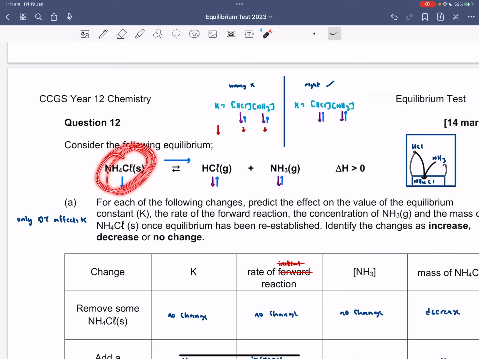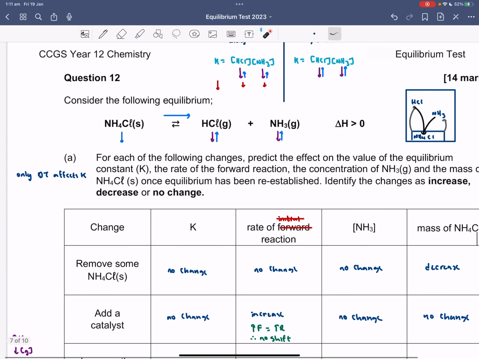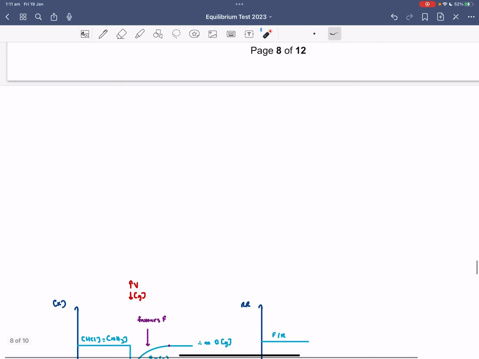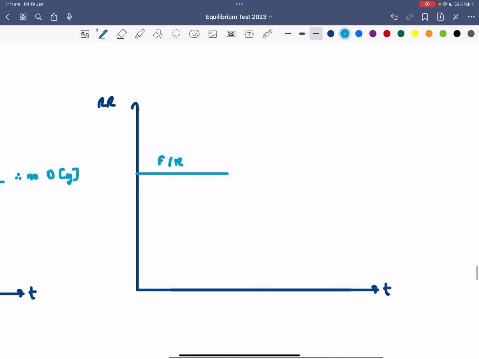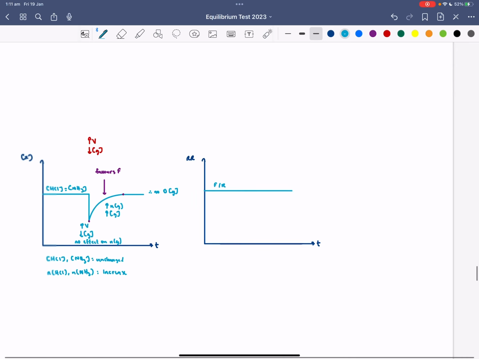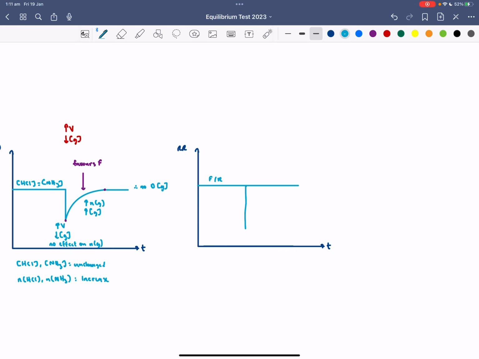Since it does not affect solids, it does not affect the initial forward reaction rate. It only affects the initial reverse reaction rate. So what we need to understand is the forward reaction stays exactly where it is. It does not move at all, whereas the reverse reaction rate immediately decreases.